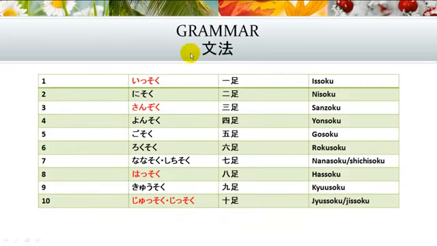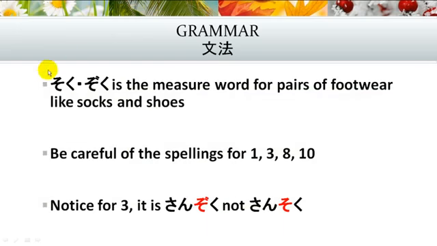Let's move on to a different classifier. 1足、2足、3足、4足、5足、6足、7足、8足、9足、10足. Soku, zoku is the measure word for pairs of footwear like socks and shoes. Be careful of the spellings for 1, 3, 8, and 10. Notice for 3 it is sanzoku, not sansoku.